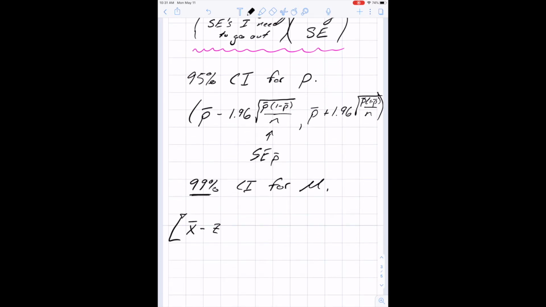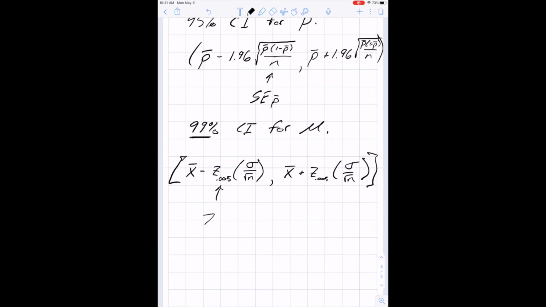0.5% in probability is 0.005. Because notice, if I move that decimal point over 2 places, I'll have 0.5%. Multiplied by sigma over the square root of N: X bar plus Z 0.005 sigma over the square root of N. So all that's changing now in this case is I have a different Z value.